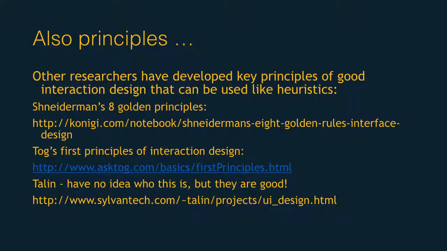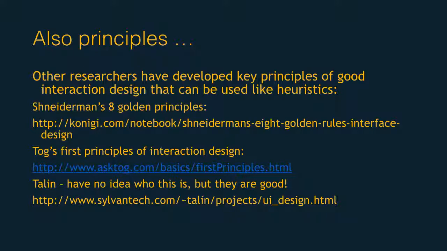The other thing is there are a number of key people in HCI who have come up with different principles, again trying to distill what it is makes a good interactive system, particularly Ben Shneiderman, another big name in HCI. So he has the 8 golden rules of interface design, and there's a guy who goes by the name of Tog. I think he worked for Apple for a while. He's got his principles of interaction design. So some people use these instead of heuristics, and you can do that as guiding principles.